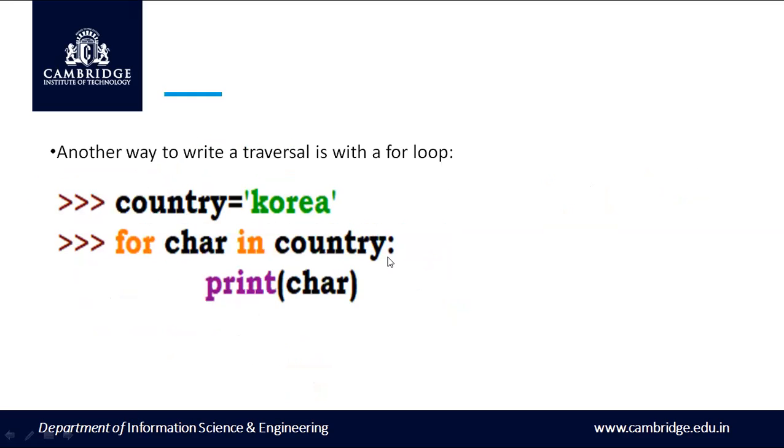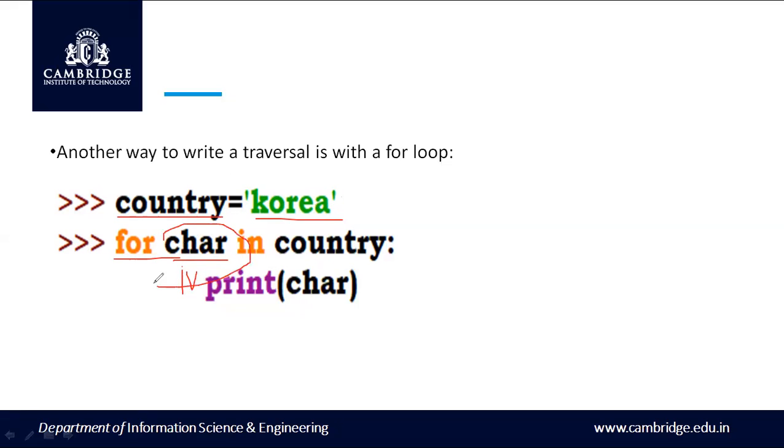Another way to write a traversal is using a for loop. The difference between a for loop and a while loop is that using a for loop, we can reduce the number of statements. Here in this example we are using the for loop. Again, I have this variable country which has the string value Korea, represented in single quotes. That means it is a string. Here char is the iteration variable, and we have to remember that.